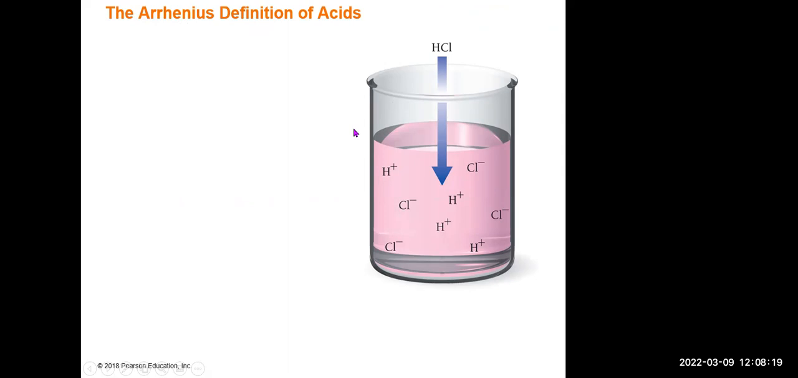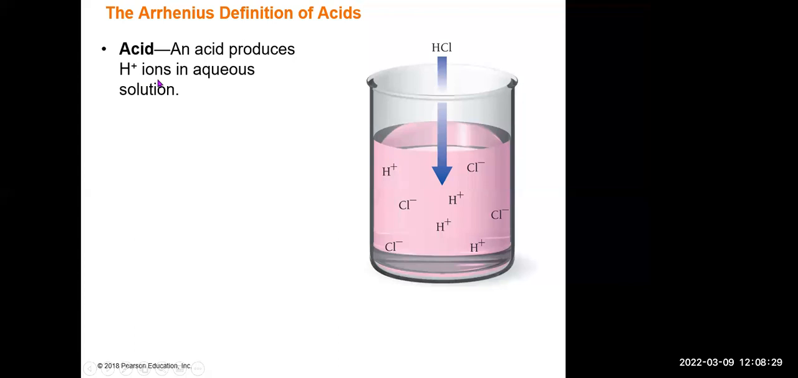According to Arrhenius acid, some of those substances produce H plus ion in aqueous solution. Here is a picture for HCl. So if you put HCl in water, it produces H plus ion and Cl negative ion. So H plus ion will give the solution the acidic characteristic.